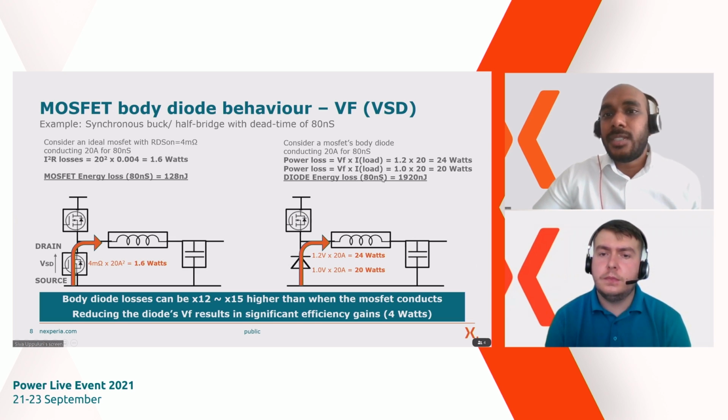And just to put it into context, if it is possible to minimize the dead time and make the MOSFET conduct for as long as you possibly can, or your design permits, the energy losses can be limited to about 128 nanojoules. And if you bring the body diode to conduct for the same amount of time, the energy losses are almost 12 to 15 times higher. Hence, it is important that the design of these circuits with limited dead time will have a much better impact on our overall circuit performance.